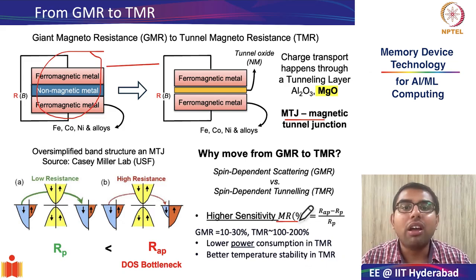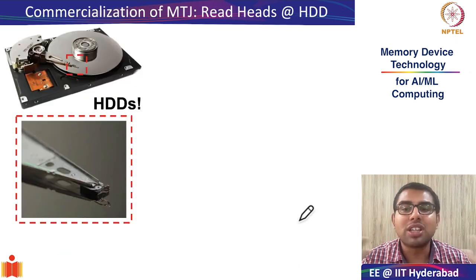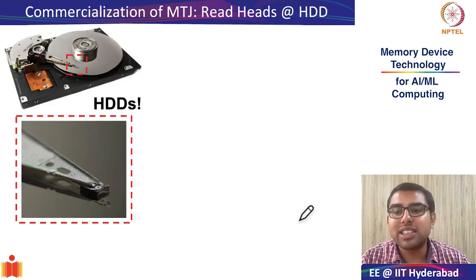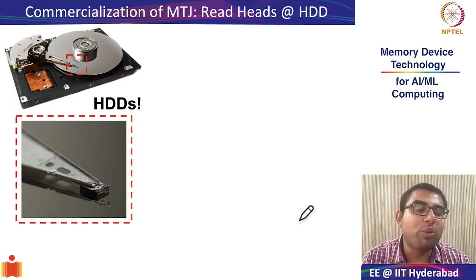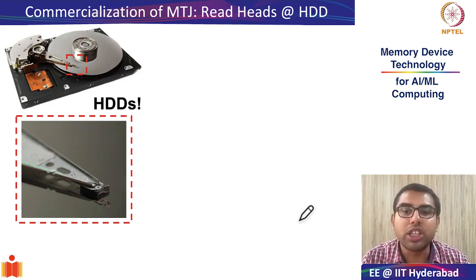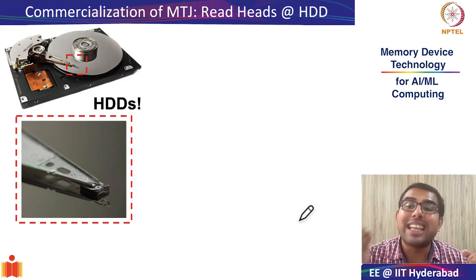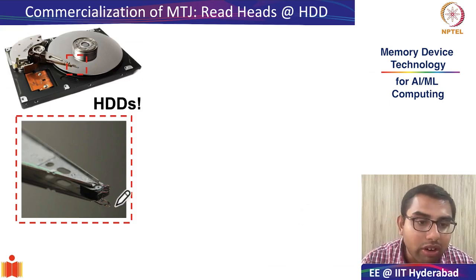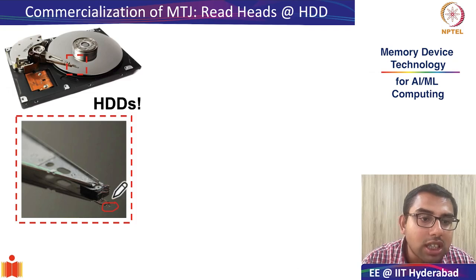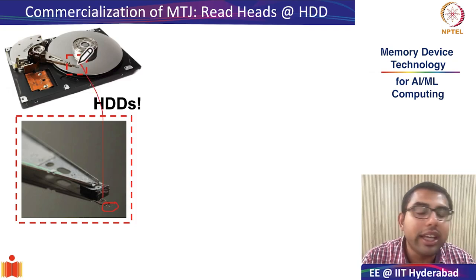So let us begin our class with the most successful commercialization success story of magnetic tunnel junctions, which we all have used in our HDDs or hard disk drives. This is a widespread technology. So magnetic tunnel junctions are widely used as sensors in the read head of modern day hard disk drives. So this is the read sensor which goes inside the read head.